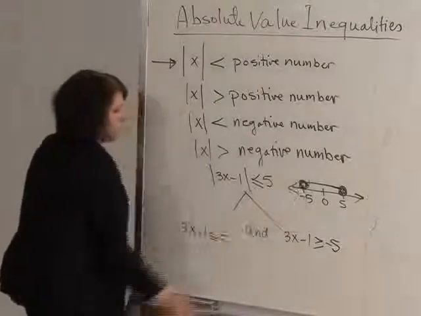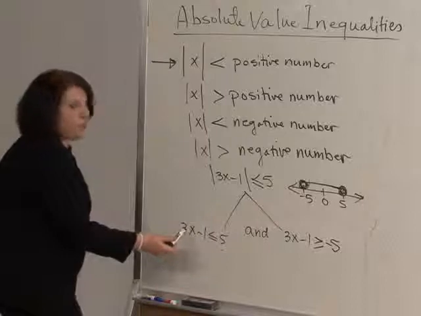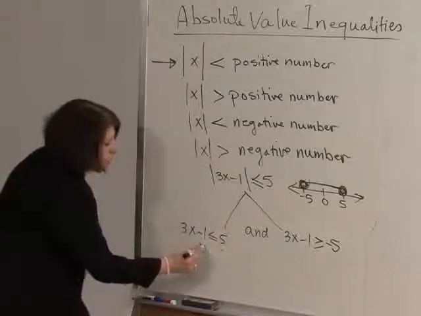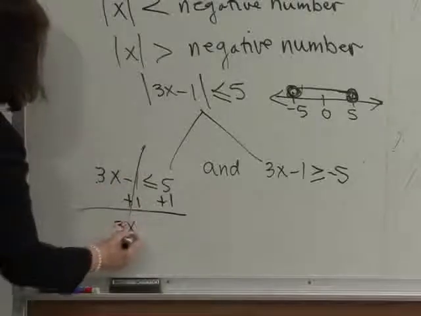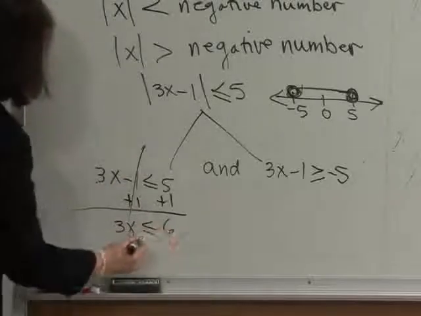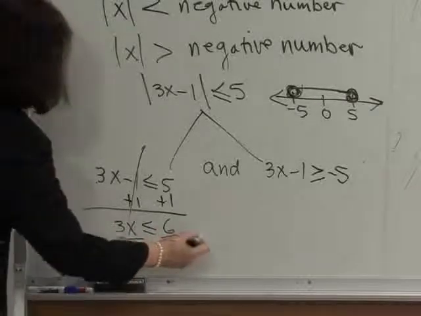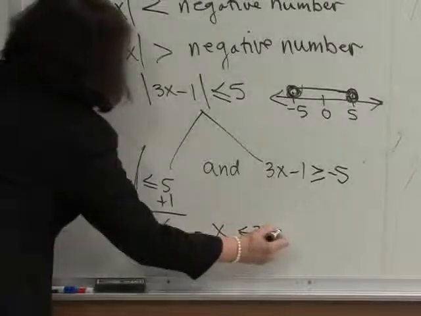And that's what this means right there. So now I have a compound inequality with "and" that I need to solve. So I solve each inequality, add 1 to both sides here. So I got 3x is less than or equal to 6. Divide both sides by 3. That gives me x is less than or equal to 2.